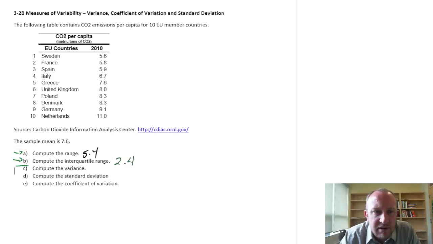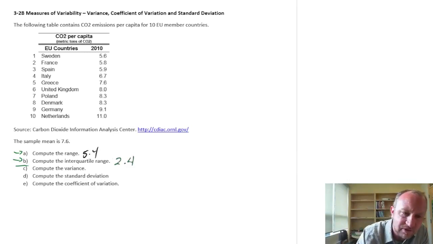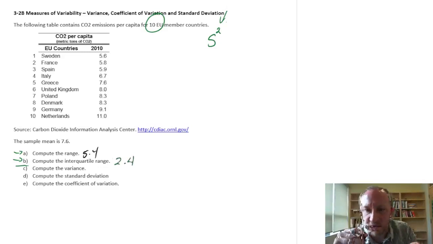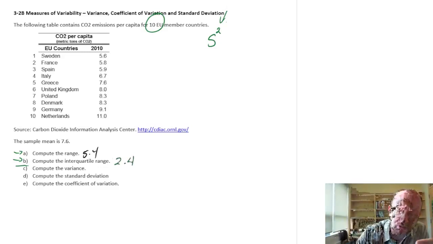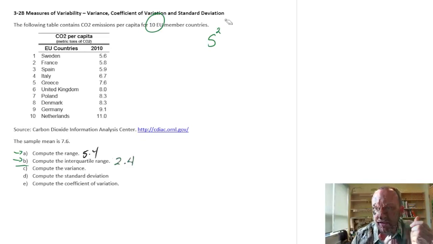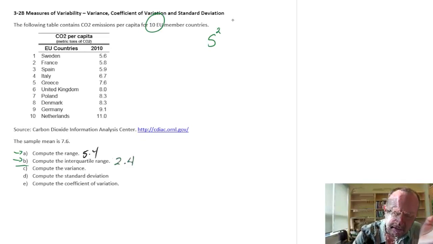Now, the variance starts to get a little bit slow and tedious in the calculations just because of the nature of the formula that we need to use. So what we're going to look at here for the variance, the notation that we're going to be using, this is a sample variance, right? This is just a sample of 10 EU countries. So it's a sample variance, and so this is S squared. And we'll come back to this, the fact that it's squared, a little bit later on. We'll see what happens when we eliminate that square. But for now, our variance, this is S squared.